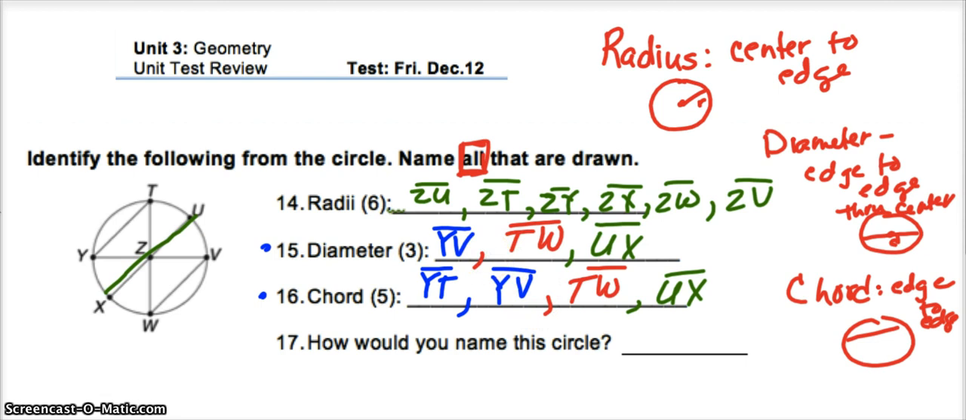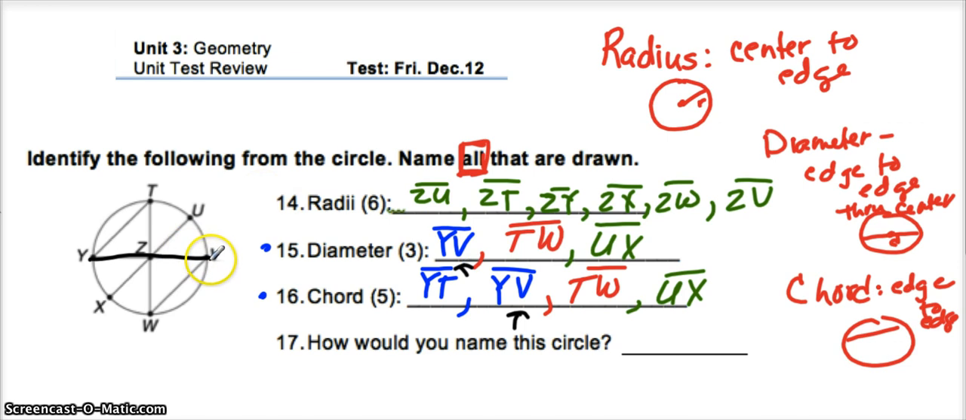Yeah, okay, got that. All right, no other line segments through U, so we'll move on to V. V to Y makes a chord. We've already got it. It's right here in blue. And it makes a diameter because it goes through the center. But it's already listed. We don't have to list it again.